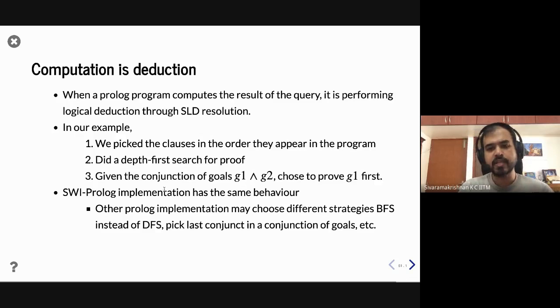But other Prolog implementations may choose to adopt different strategies. Say, instead of depth first search, they can use breadth first search. Or when you're given multiple goals, it may choose the last one instead of the first one and so on. So each of these leads to different results being observed, actually. In particular, because we have certain features in Prolog which don't really nicely fit into this logical framework, but are still useful, at those places you'll see the difference in the order in which you resolve the computation matters. So the high-level takeaway is computation is deduction, right?